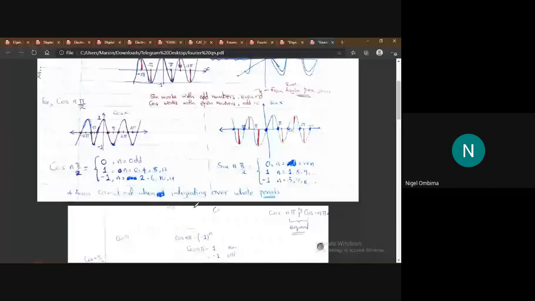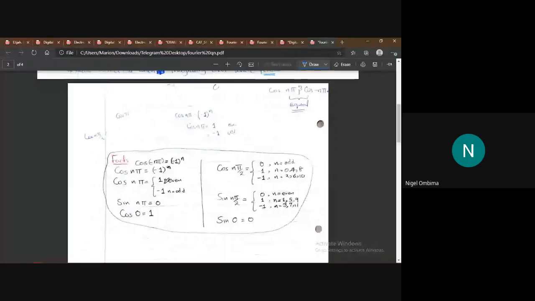So with all that information, we may summarize. When n is an even function, it will give 1. When n is an odd function, it will give negative 1. So something for when x is pi over 2, just summarized it.